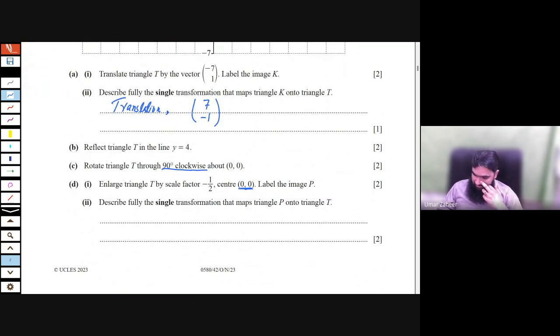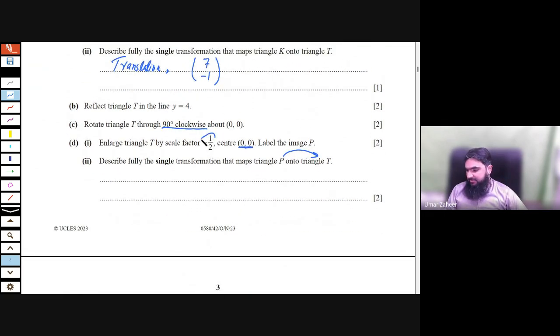All right. Now he says that you have to write the single transformation from P to T. Well, basically, this is exactly the reverse thing. Because we have done in P to T, what we have done, we have done the enlargement, right? So if you are moving in the opposite direction, so obviously the scale factor is going to be, yes, what will be the scale factor? The scale factor is minus 1 by 2.